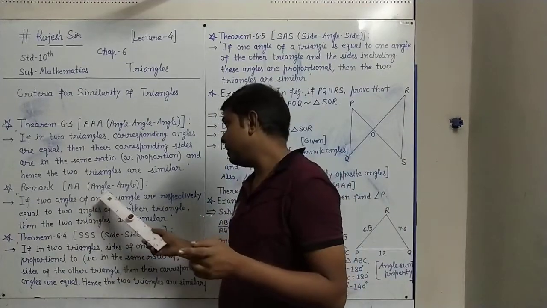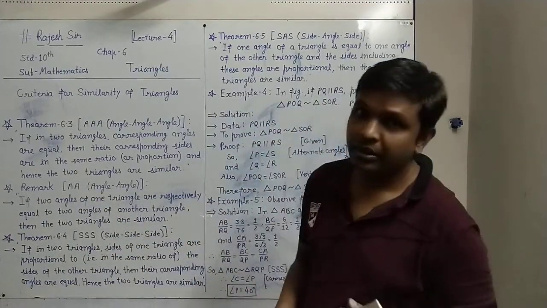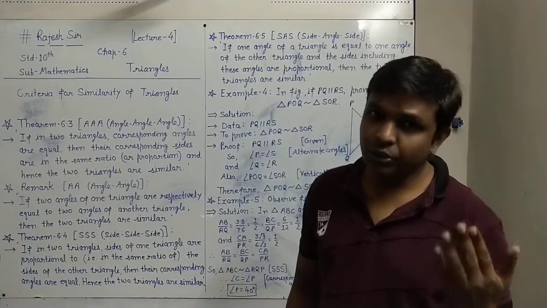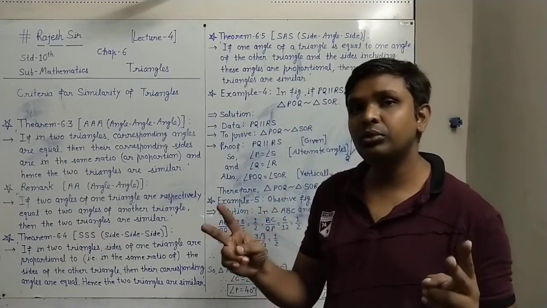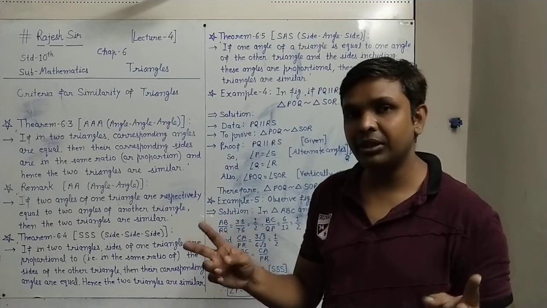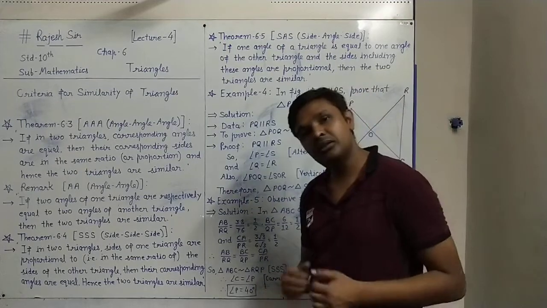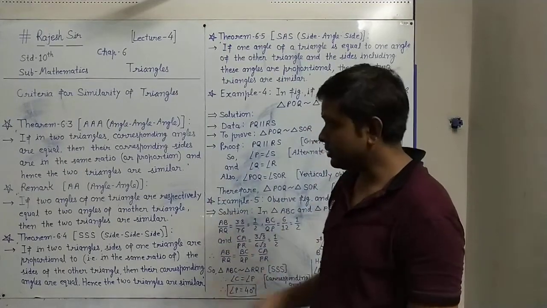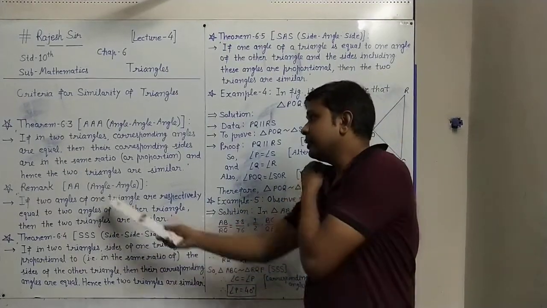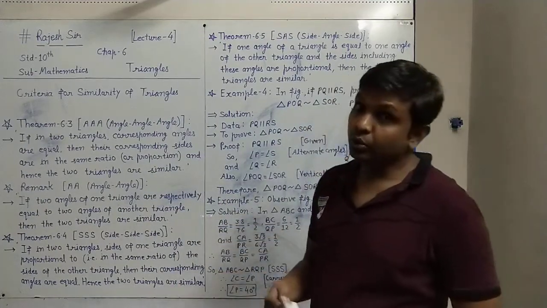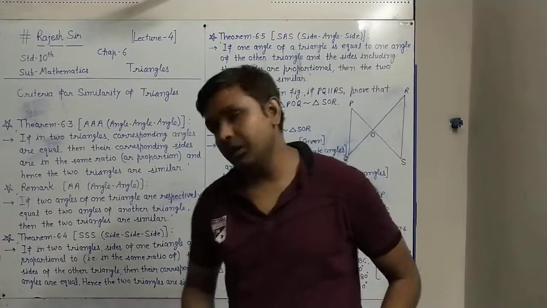It is called AA, that is angle criteria for similarity of triangles. So if you are showing only two angles of the two triangles are equal respectively, then also directly you can say that the two triangles are similar. This remark is AA. So we will use this also, to show the two triangles similar.